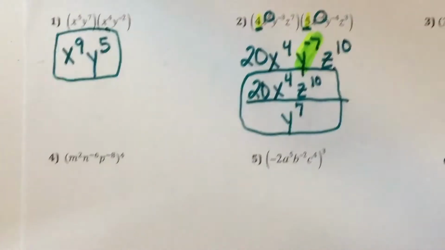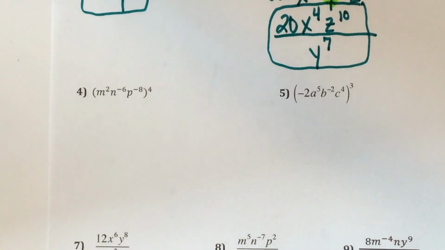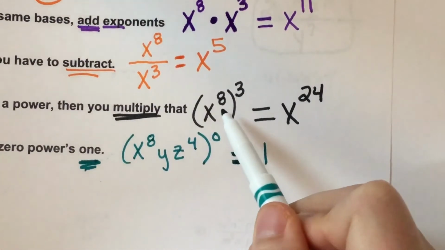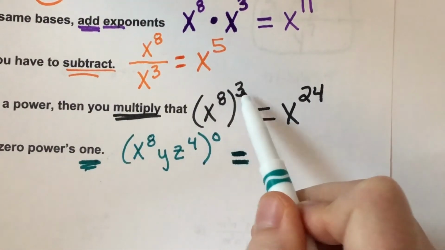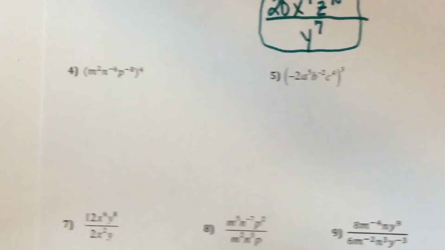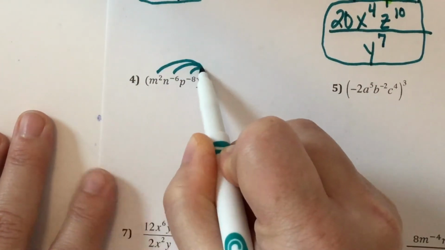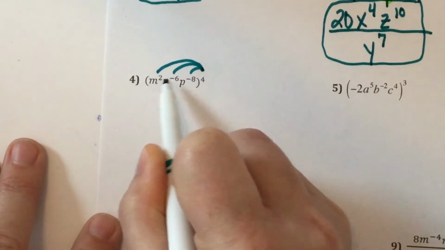Okay, the next line, 4 and 5. Do you know what you're going to do with these exponents? You're going to multiply them. It's like the third line of the song. If there's a power to a power, then you multiply that. So we're multiplying exponents now. Remember, everybody inside is getting raised to that outside exponent. And power to power, multiply.